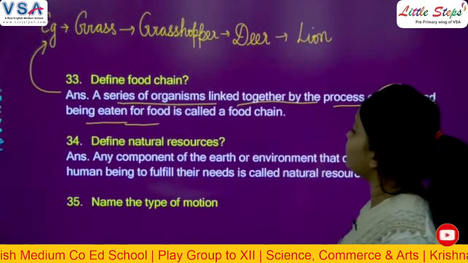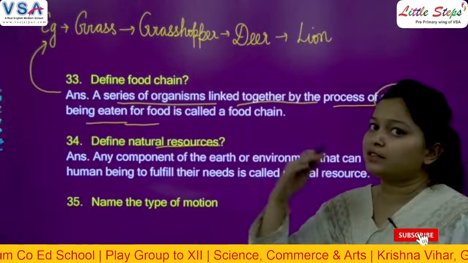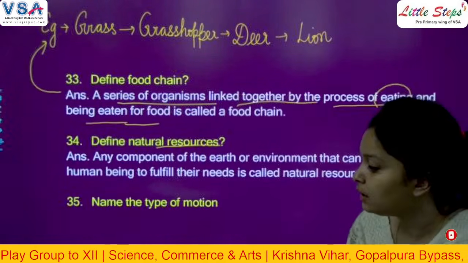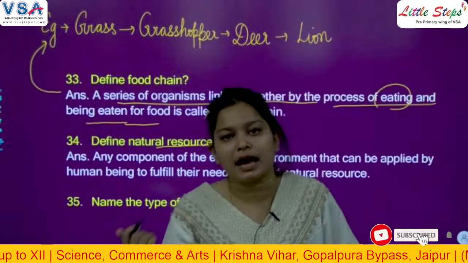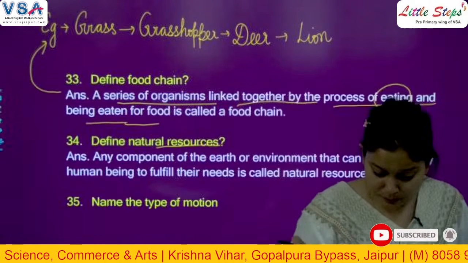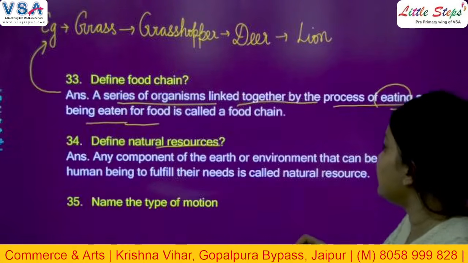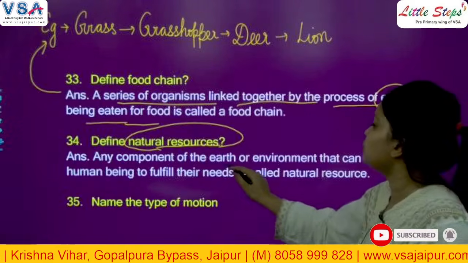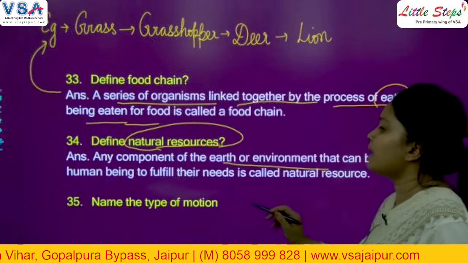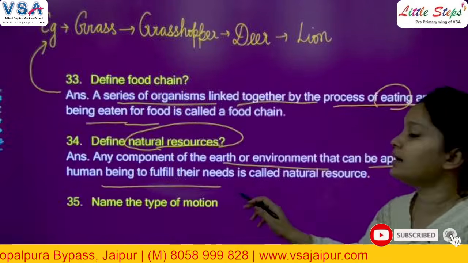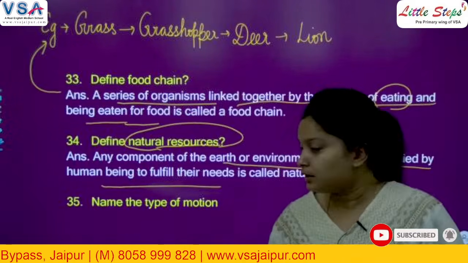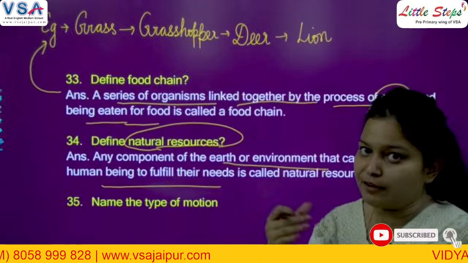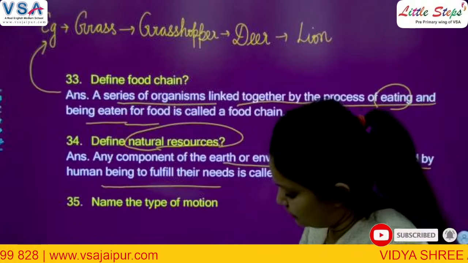The 34th question is define natural resource. As you all know, everything around us which we need for our consumption and human satisfaction, like air, water, land, etc. So many sources we require are known as natural resources. Any component of the earth or the environment that can be used by human beings to fulfill their needs is known as a natural resource. That is gifted by God.